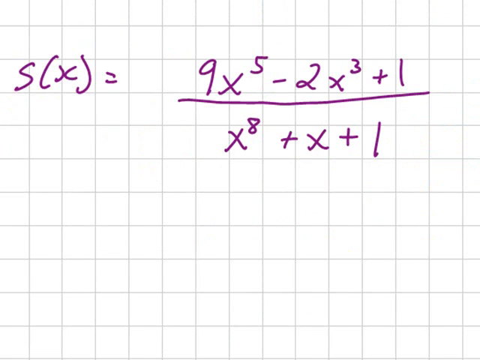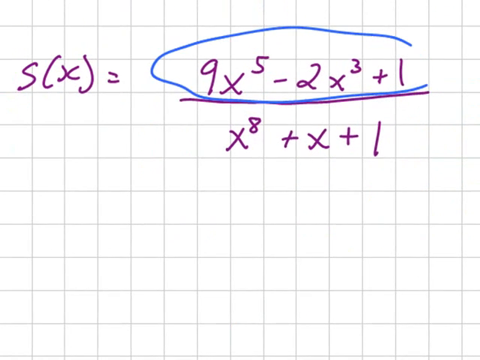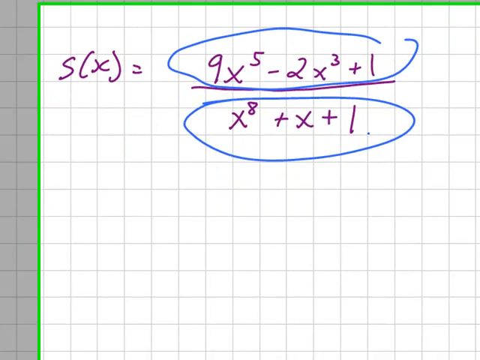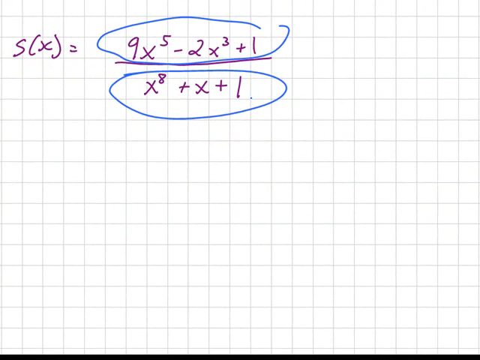Here s of x equals this expression. We're trying to find, in this case, horizontal asymptotes. The way we do that is we take these individual expressions and factor out the highest degree term in each section. For this one, the highest degree is the 9x to the 5th, so we need to factor that out. And down below we have x to the 8th, so we need to factor that through the entire expression down below. And this is what the resulting factorization gets us.